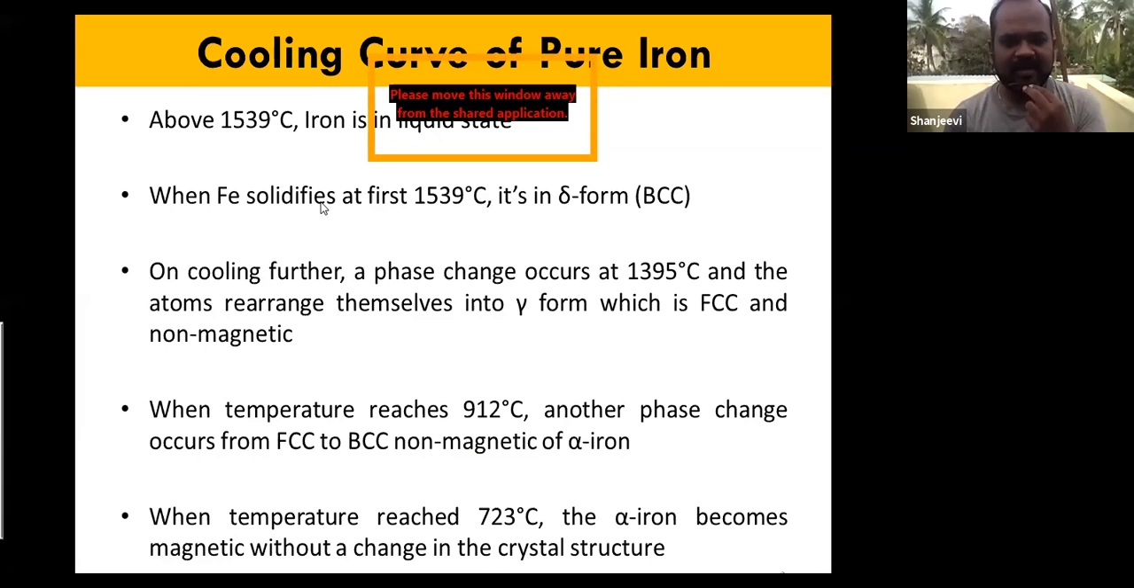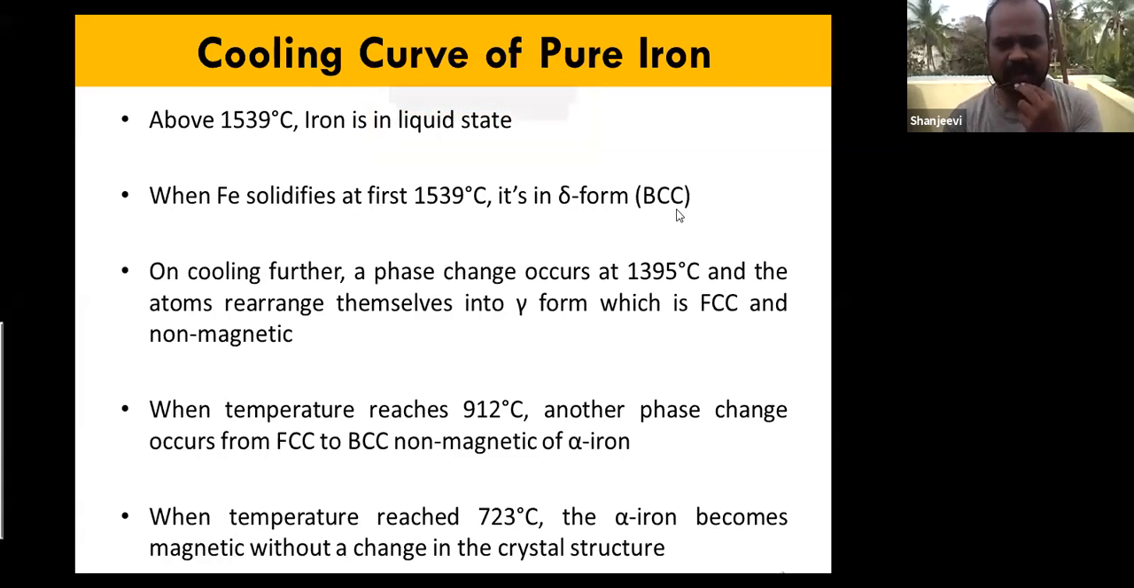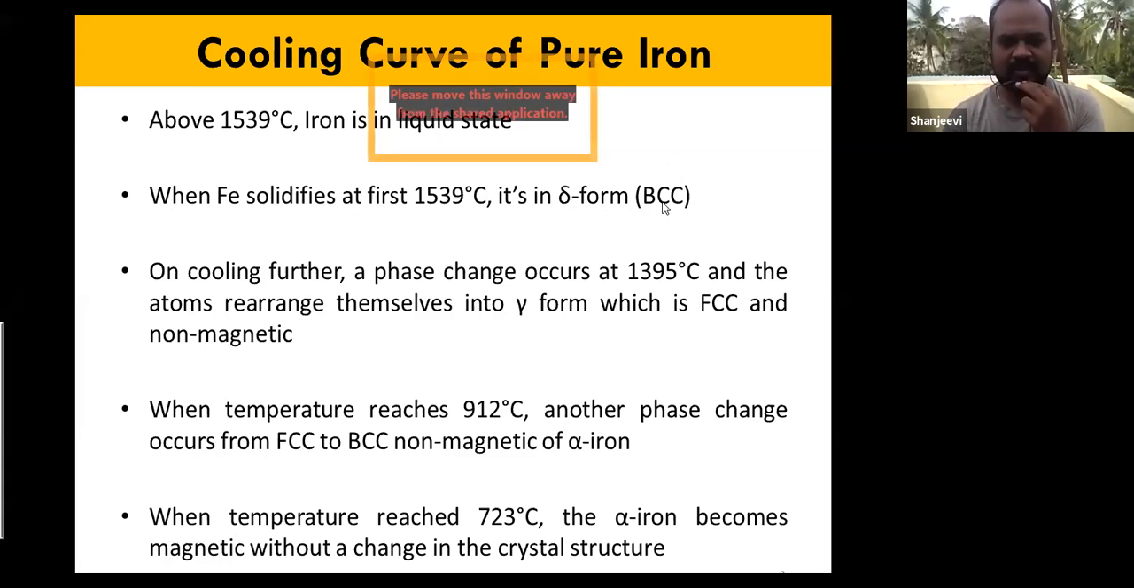When iron solidifies, that is, when it drops below the melting point, it will be in the delta form. There are three symbols we are going to see. Delta form, that is delta ferrite, basically has a body-centered cubic structure. I hope you have heard the term body-centered cubic. Okay, I will show the structures. Here you can see this is body-centered cubic.